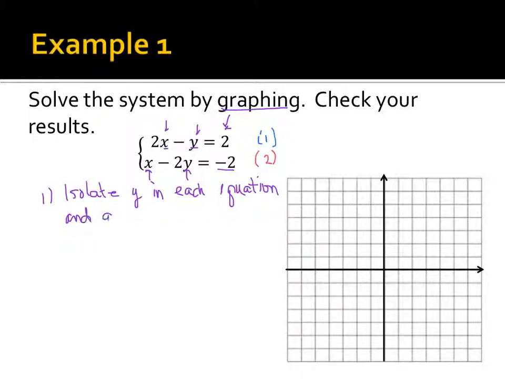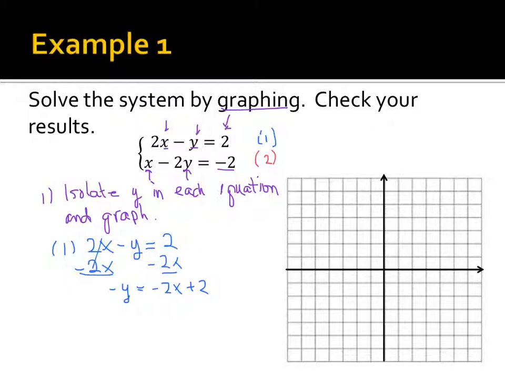Okay, so let's look at the first one. Equation 1, 2x minus y equals 2. So I want to isolate the y. I'm going to go ahead and subtract 2x, and I get -y equals -2x plus 2. And when I divide everything by -1, I'll get that positive y equals positive 2x minus 2.